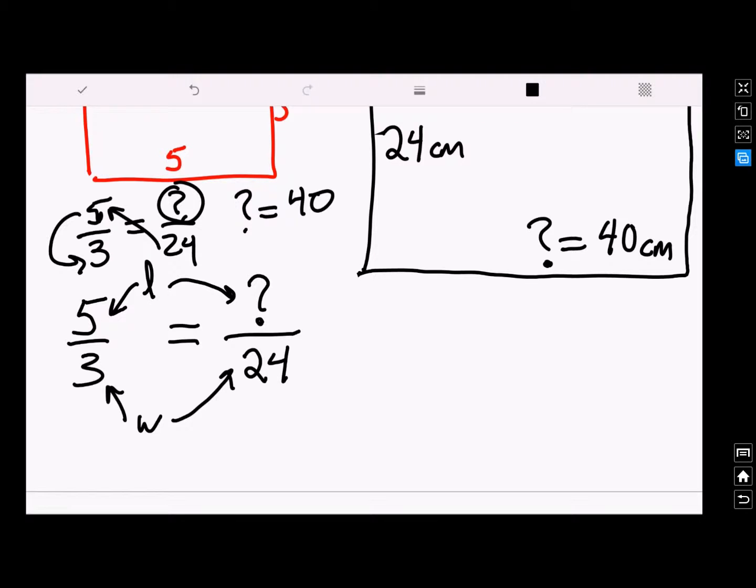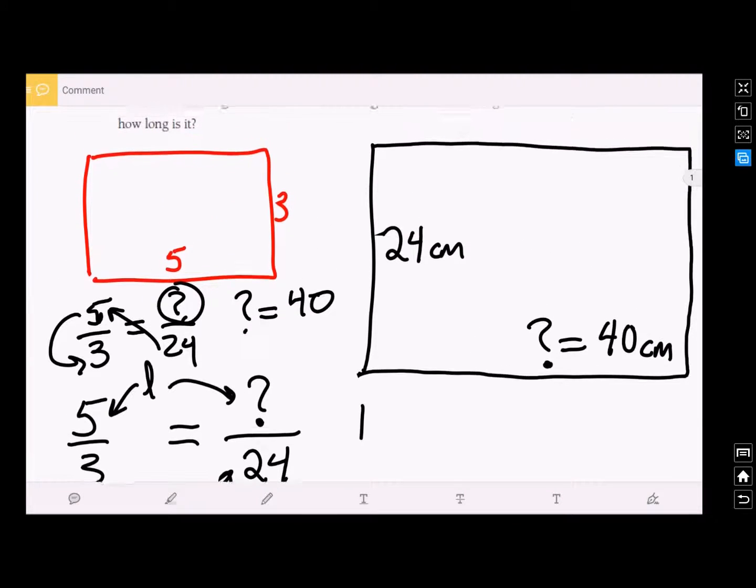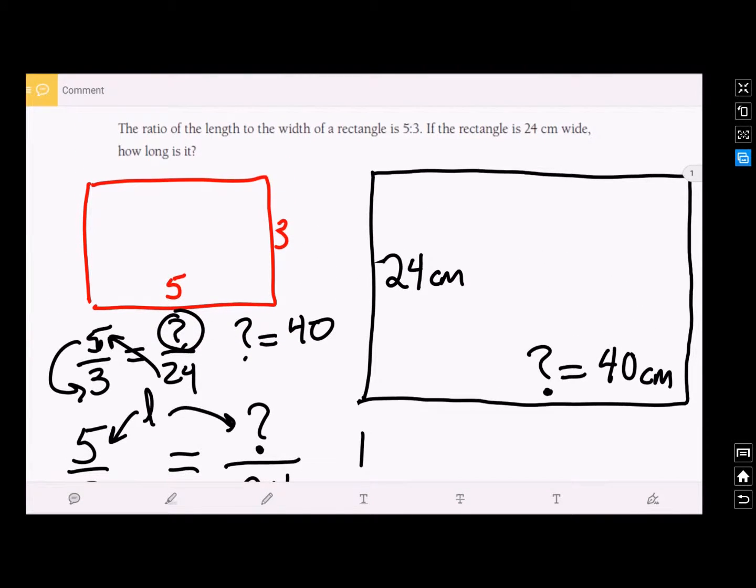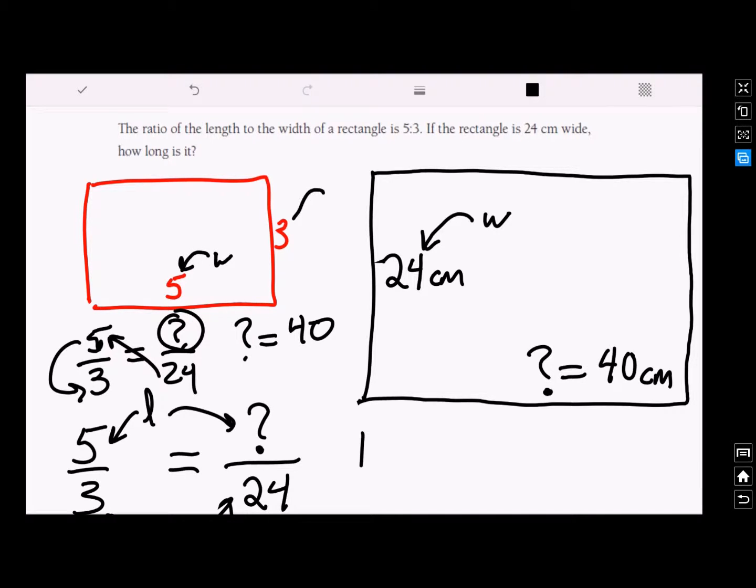So if you're ever confused as to where the numbers go, just ask yourself what side each number corresponds to. This 24 was a width, so it'll go on the width side, basically in the same spot as the 3. The 5 is a length, so it'll go in the same spot where the unknown side is. That's one way I think about it: the width goes in the same spot as other widths, length goes in the same spot as other lengths.